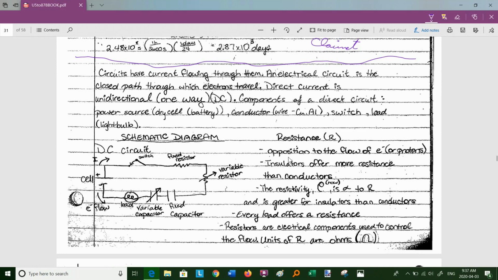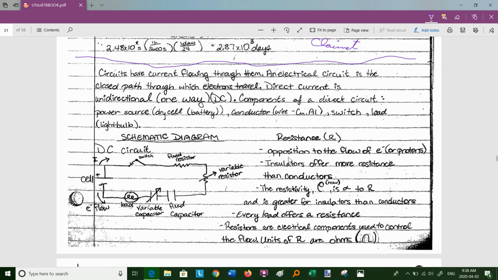So the components of a direct current circuit: you have a power source, a conductor, which is going to be copper, aluminum, gold even, a switch so you can have control over when you want the circuit to be on or not, and a load, something that the circuit is flowing through. Could be a light bulb, an air conditioner, a speaker, all sorts of things.